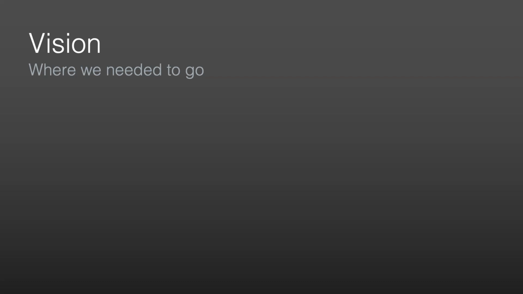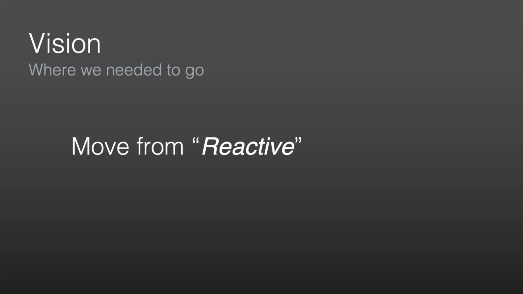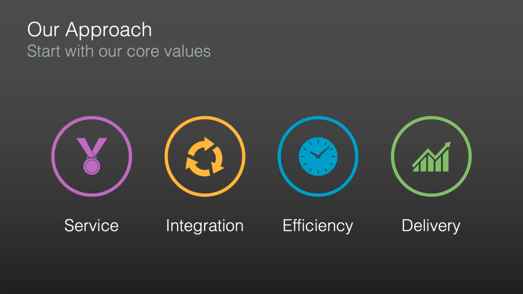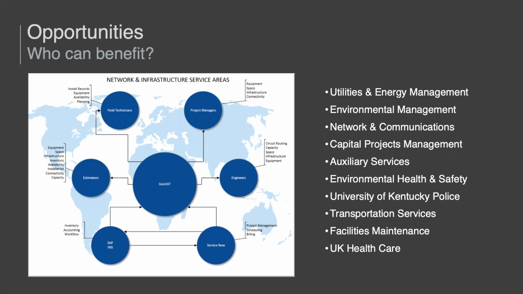So that helped guide us into, well, we needed something that was smarter, and we needed something that would move us from a reactive to a proactive posture, so that we would not just be putting out fires, but we would be looking at and predicting where the next fire is going to be. In order to do that, we had to apply our core values of service, integration, efficiency, and delivery, and look to see where these opportunities existed that it would benefit.